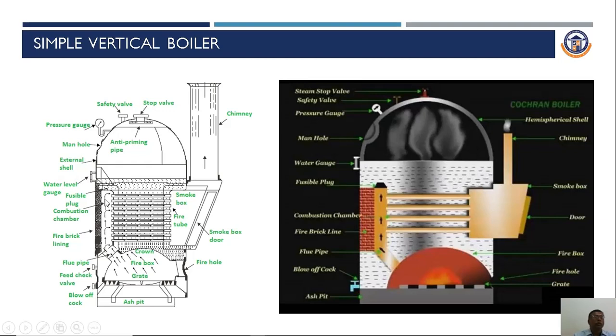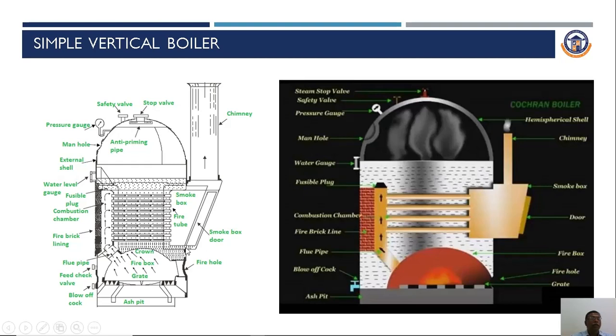Now we go to the middle portion, known as the combustion portion. On the side of the middle portion are the smoke box or fire tubes. The top portion has the pressure gauge, safety valve, steam stop valve, and a water level indicator. On this side we have a chimney. The chimney is used to send the exhaust gases out of the boiler unit. This is a simple vertical boiler.